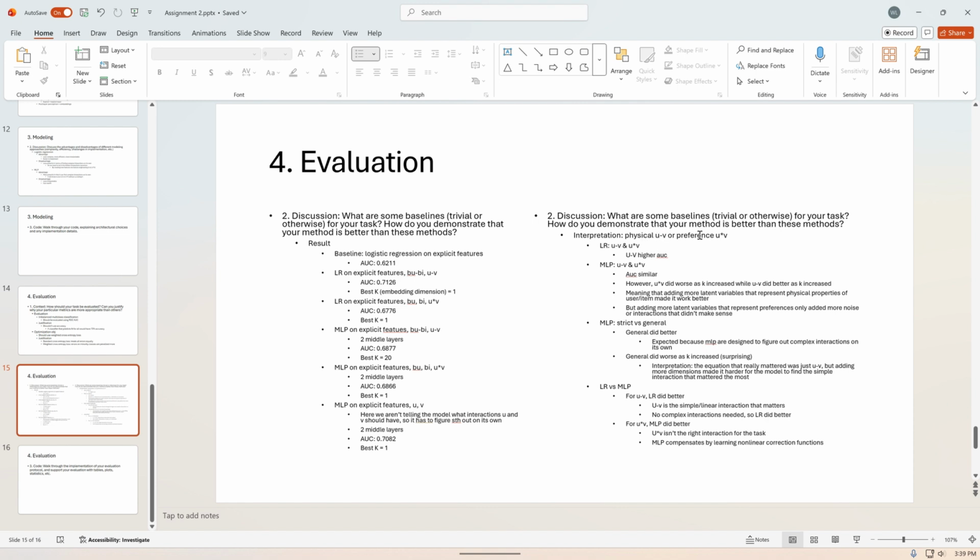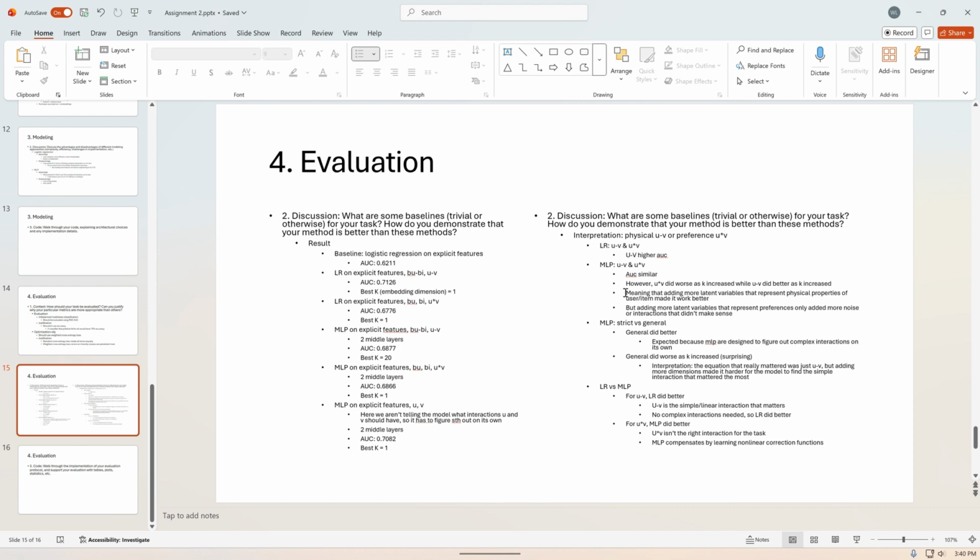So U minus V is physical. U times V indicates preferences, as we talked about. When we look at the LR models, U minus V had a higher AUC, meaning that at least for LR, U minus V was better, right? And then for MLP, looking at these two models, they had a similar score. However, U times V did worse as K increased, whereas U minus V did better as the embedding dimensions increased.